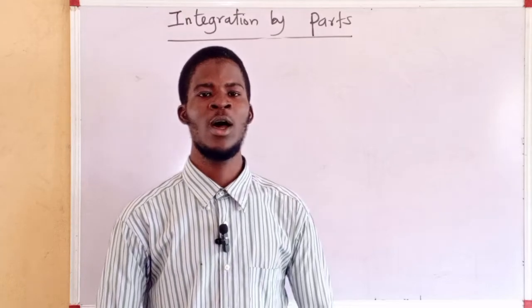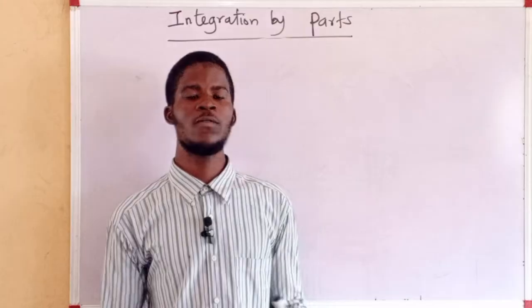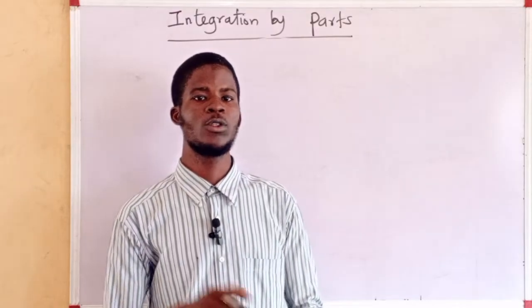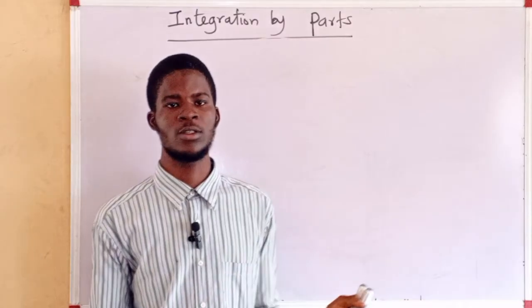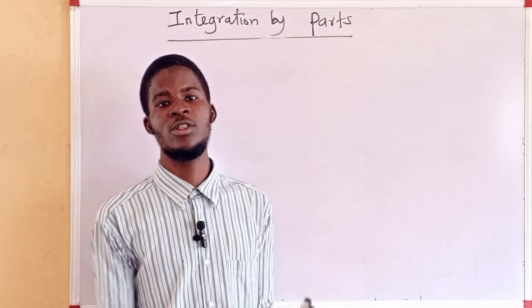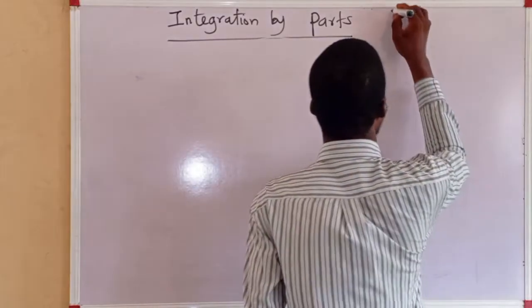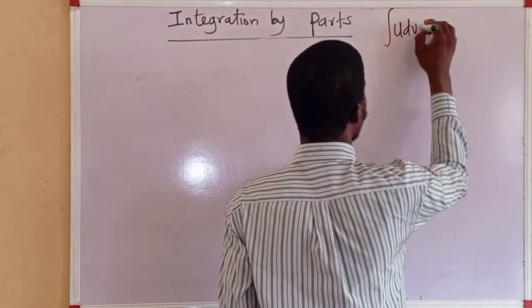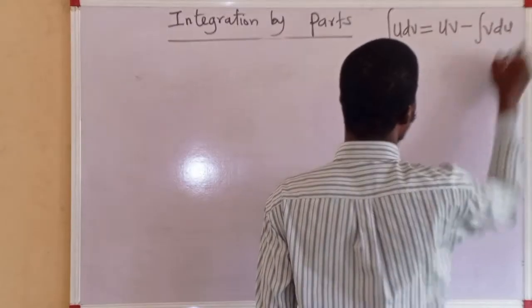In this video, we're going to talk about integration by parts. We often need to integrate a function that is a product of two functions. Yes, and we use the integration by parts formula. The formula says that the integral of u dv is equal to uv minus the integral of v du.